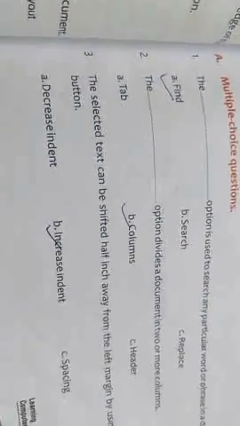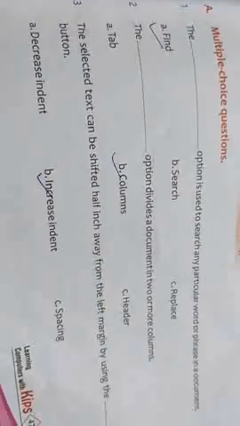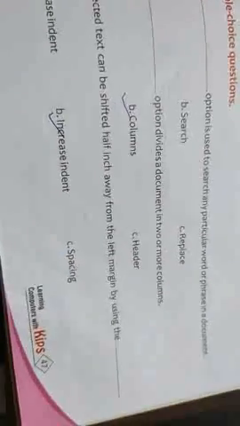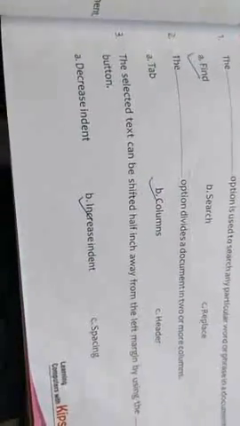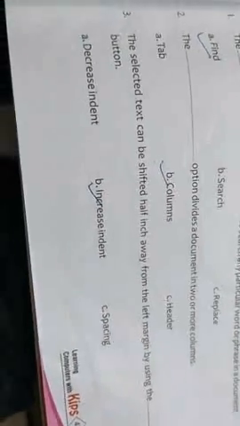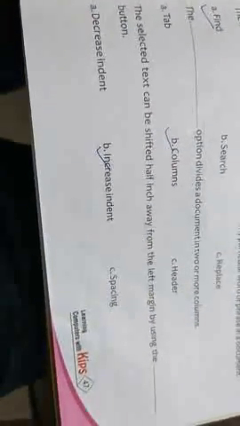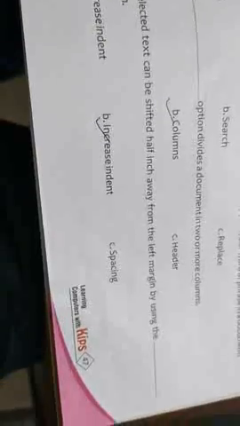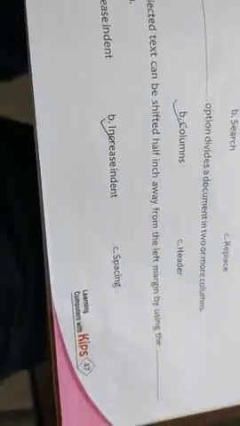And MCQ: the Find option is used to search any particular word or phrase in a document. The Columns option divides the document into 2 or more columns. The selected text can be shifted ½ inch away from the left margin by using the Increase Indent.